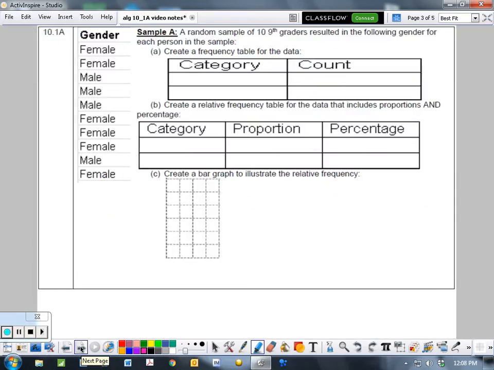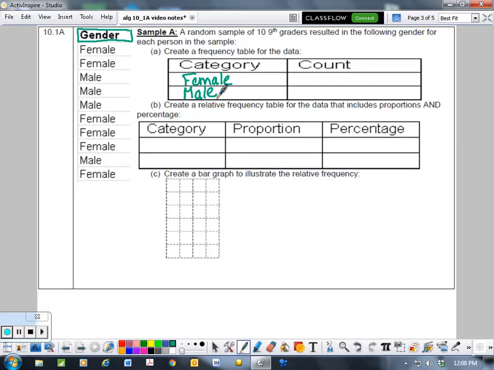So our first sample problem, we have a random sample of 10 ninth graders, and they resulted in the following gender for each person in the sample. So when we look at our variable of gender, we have two different categories. We have female and we have male. So when we create our frequency table, we can look at how many are in each.